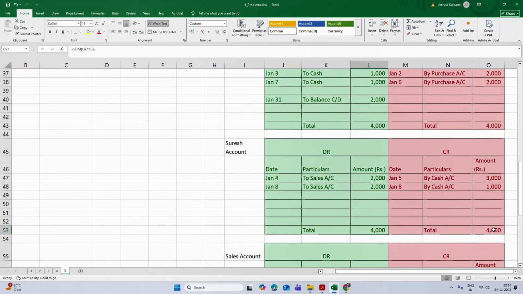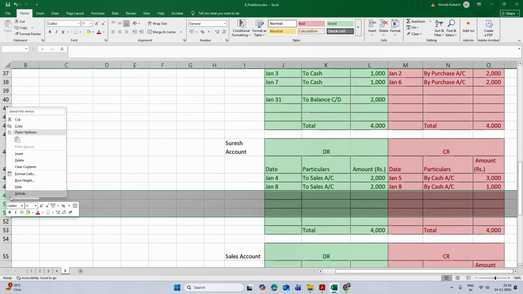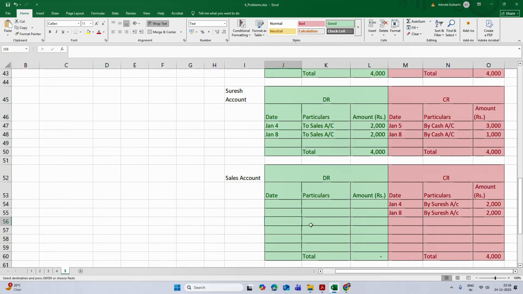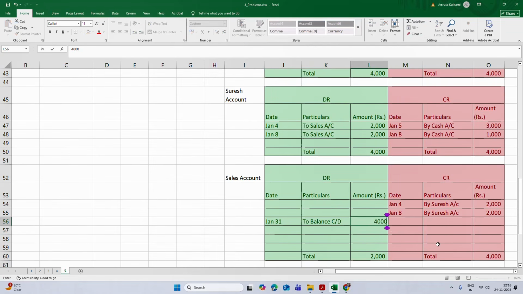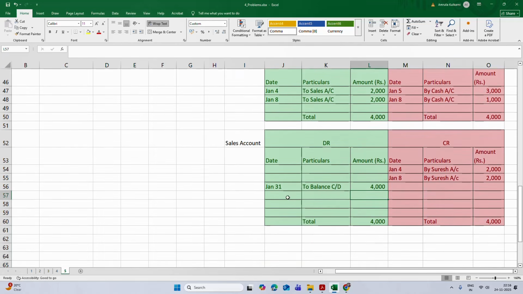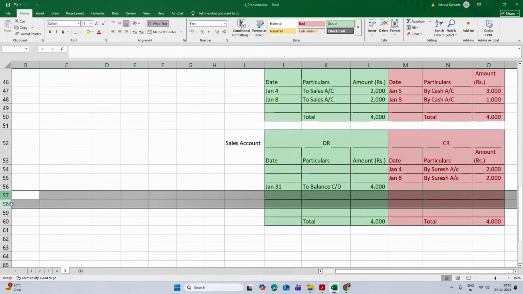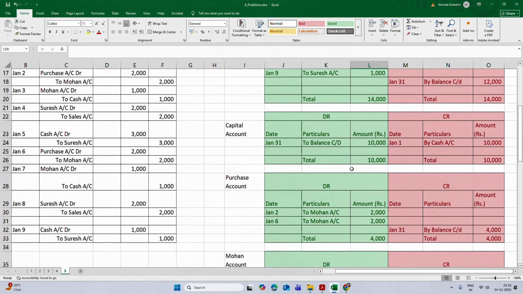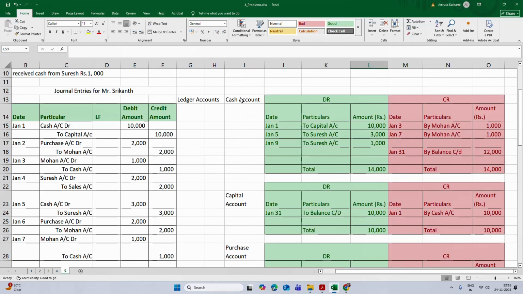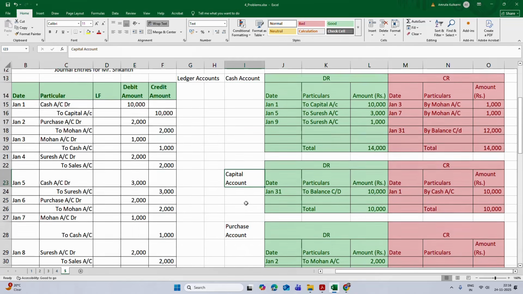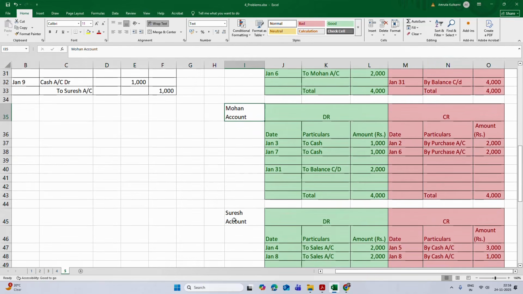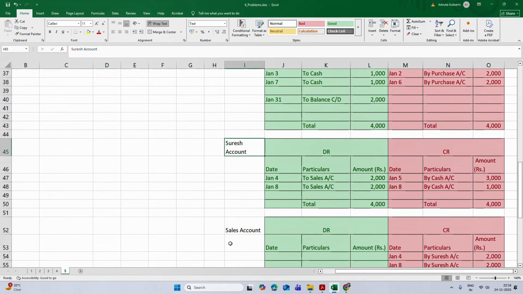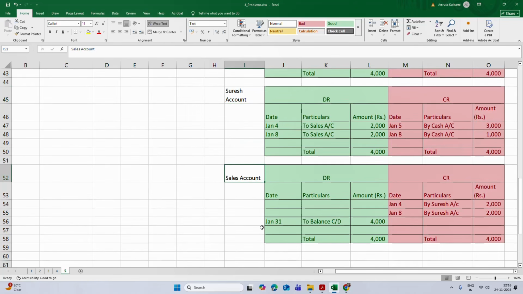Now in case of Suresh account we don't need to balance. I will just delete the extra rows. And in case of sales account to balance it should be 4000. Here also I will delete my extra rows. Okay, so now we have created ledger accounts for cash as well as capital, then purchase, then Mohan account, then we also have Suresh account, and then sales account.